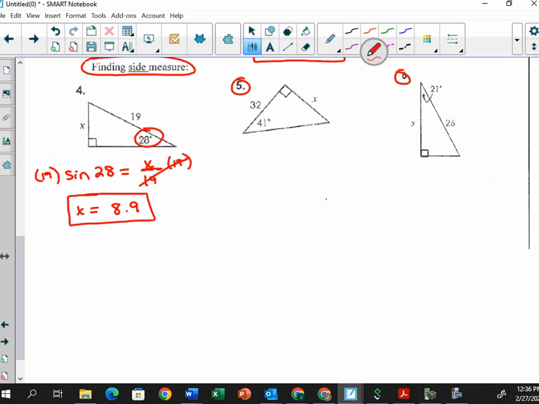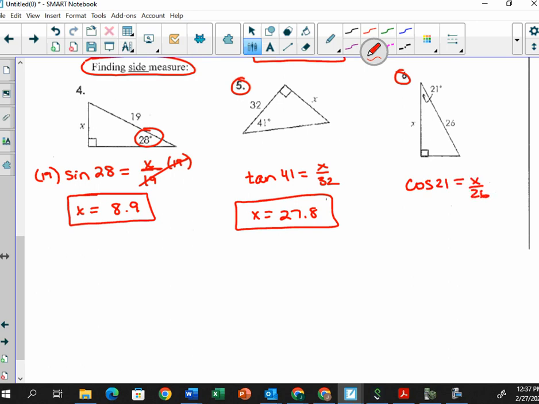All right, guys, let's go through these. Did you use sine, cosine, or tangent for number 5? Okay, tangent of 41 equals x over 32. What did you get? Agreed. All right, and then number 6, what'd you set it up with? Sine, cosine, or tangent? Cosine. And what did you get? Yes, 24.3. Good so far, guys? Anybody need more time on these first 6?